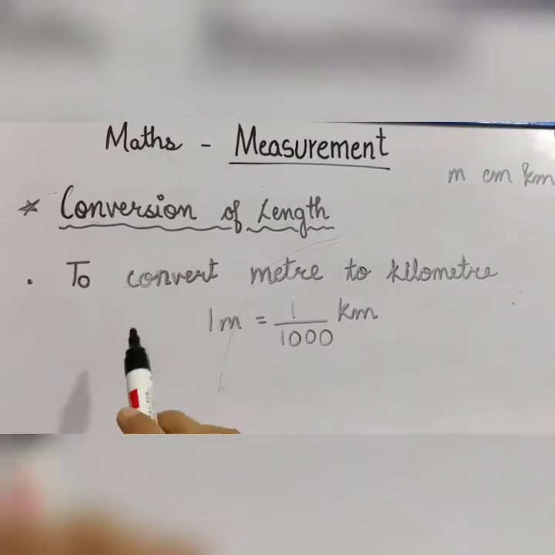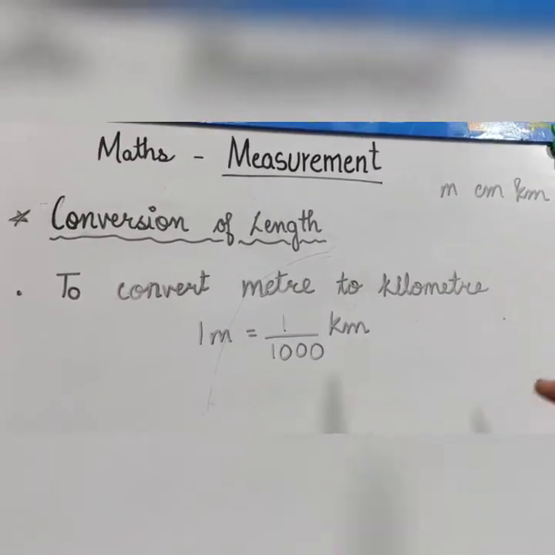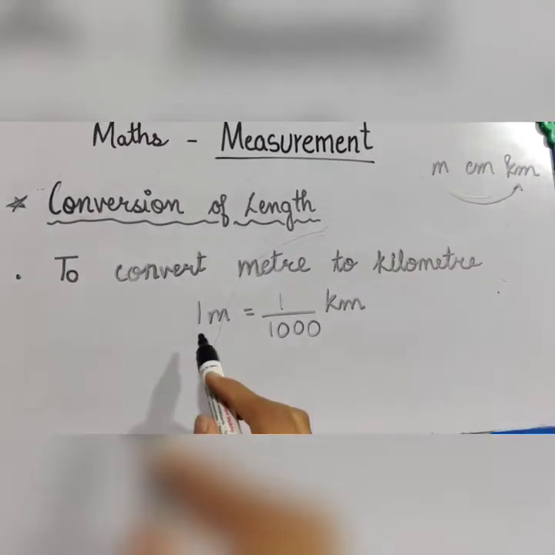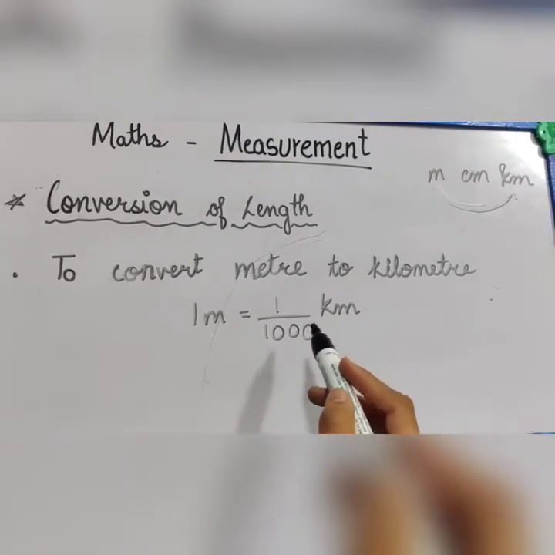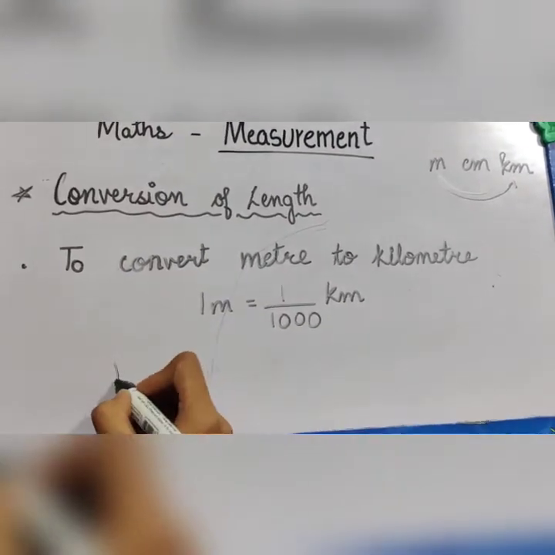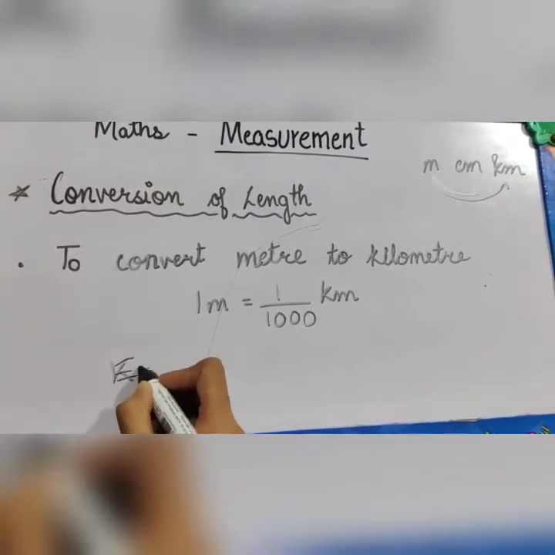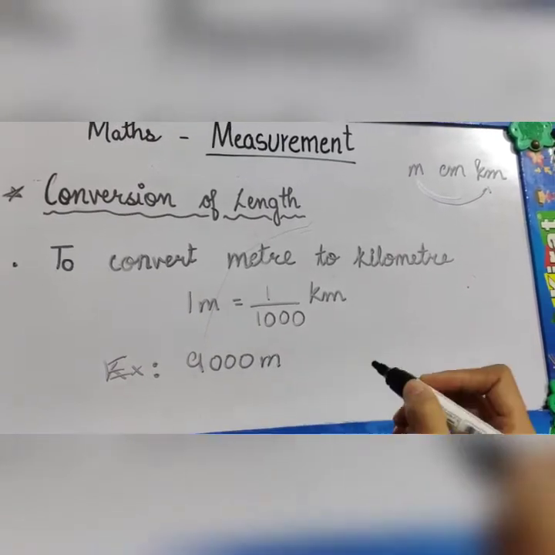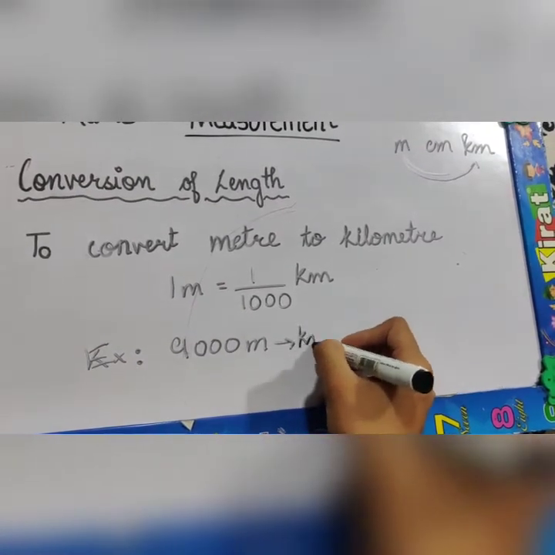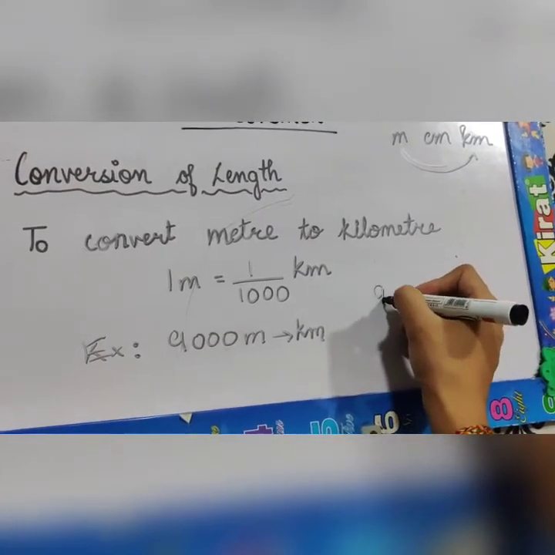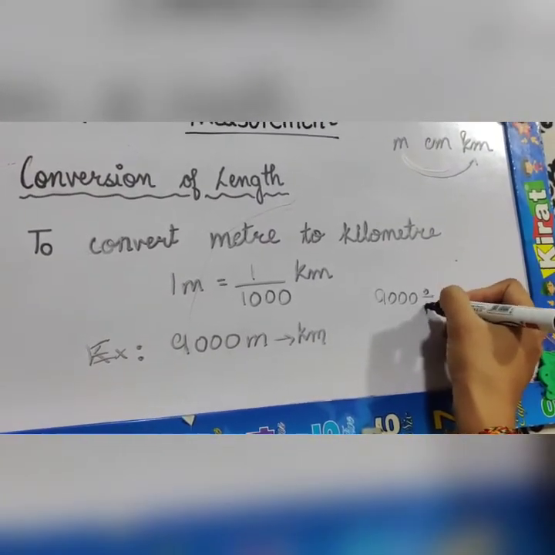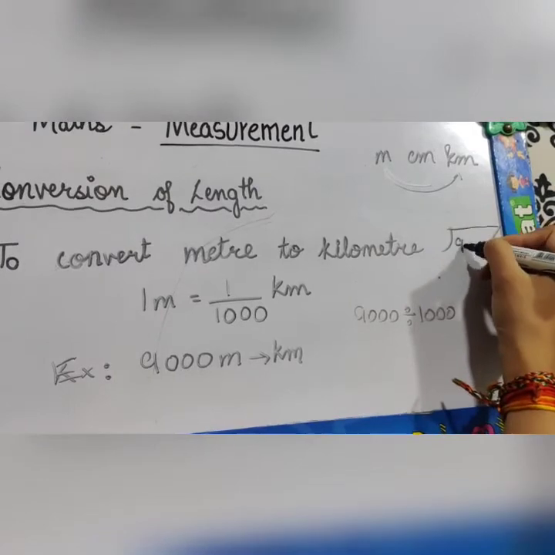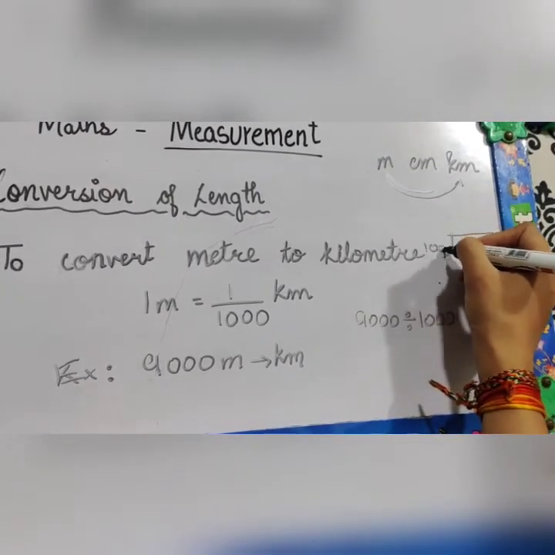Now our last conversion is to convert meter to kilometer. We will convert from meter to kilometer. In this, 1 meter is equal to 1 upon 1000 kilometer. Let us take some example. We have 9000 meter. We have to convert this into kilometer. So what will we do? We will divide 9000 by 1000. Let us divide. This is 9000 and this is 1000.